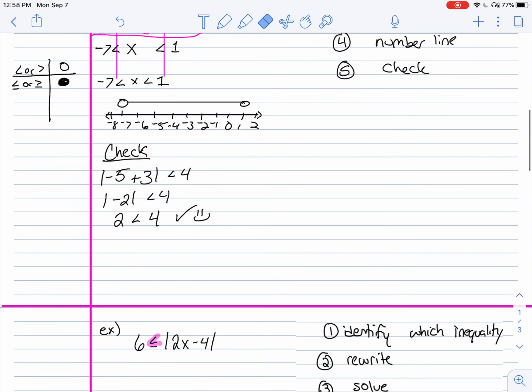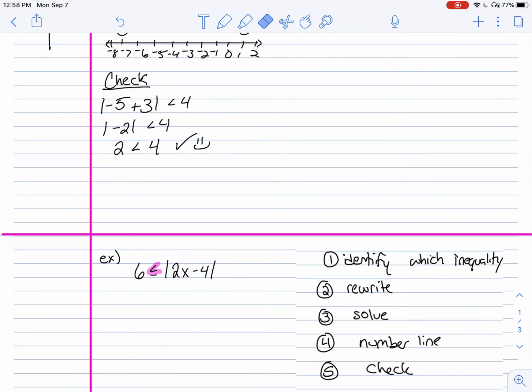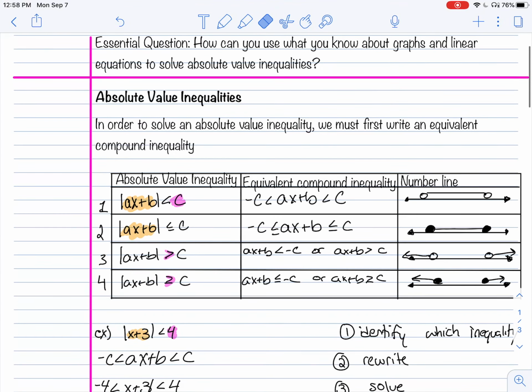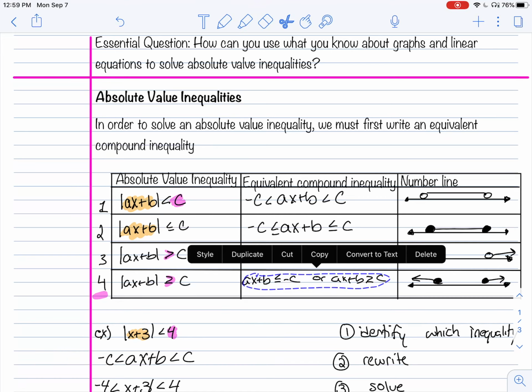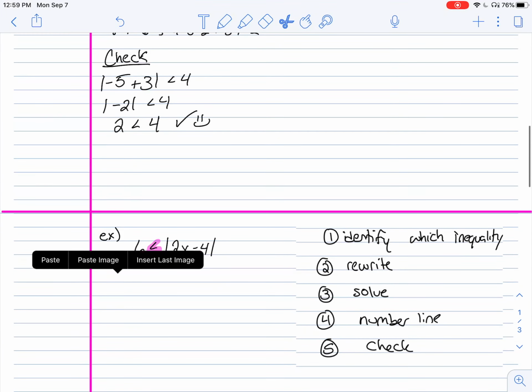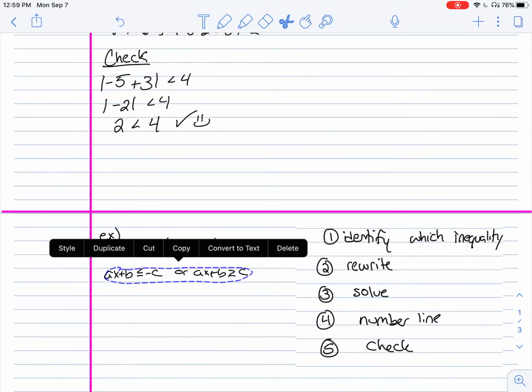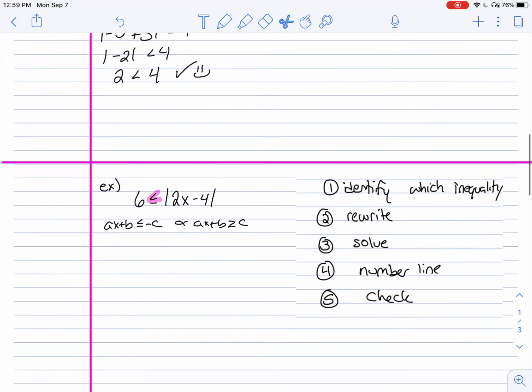And then in order to choose between those two, you look for whether it's strictly less than or equal to. So we have the greater than or equal to one here, so we're using option 4. So we're going to rewrite our equation with both of these equations. Ax plus b is less than or equal to negative c, or ax plus b is greater than or equal to positive c. So our c value here is 6, and our ax plus b is this 2x minus 4. So we'll use that to replace this general form.